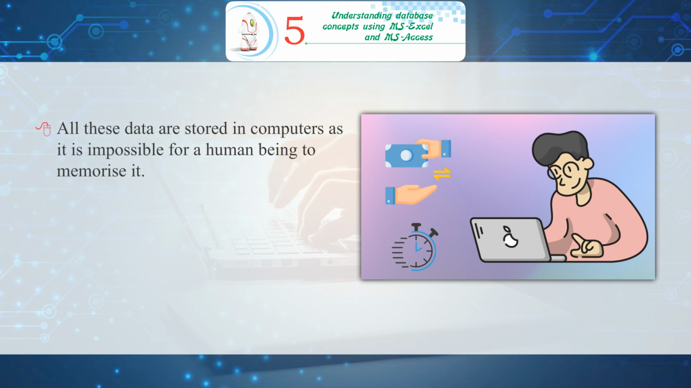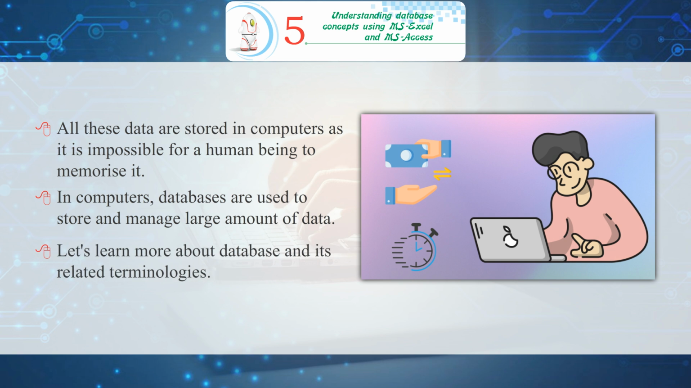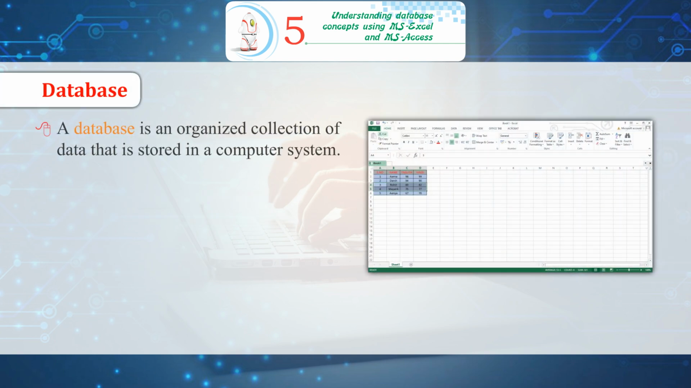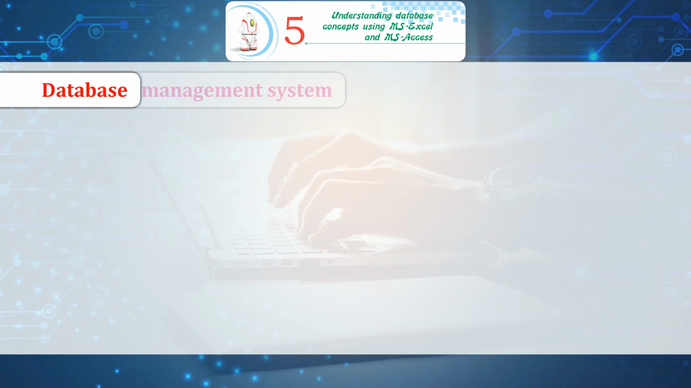All these data are stored in computers as it is impossible for a human being to memorize it. In computers, databases are used to store and manage large amount of data. Let's learn more about database and its related terminologies. Database. A database is an organized collection of data that is stored in a computer system. Databases allow you to enter, access, and analyze data quickly and easily.